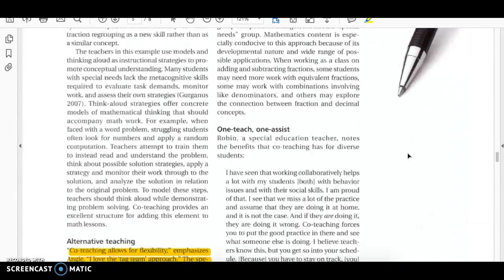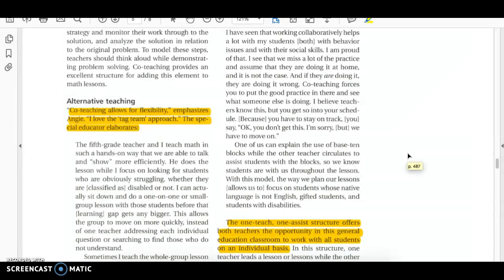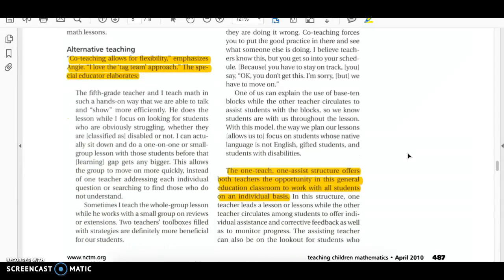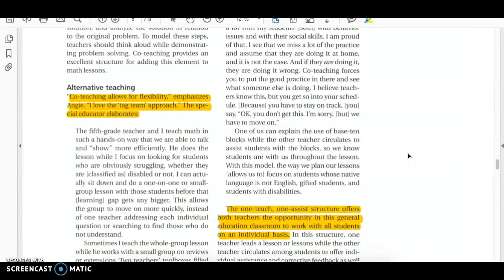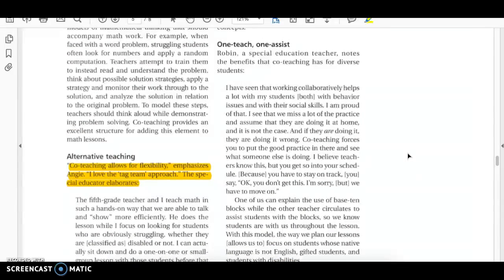If we move along to our second co-teaching model, alternative teaching. The story here they share is co-teaching allows for flexibility and emphasizes Angie here, and I love the tag team approach. The special educator elaborates, and they quote them as saying it's a tag team approach. So they would go back and forth and share full group instruction time.